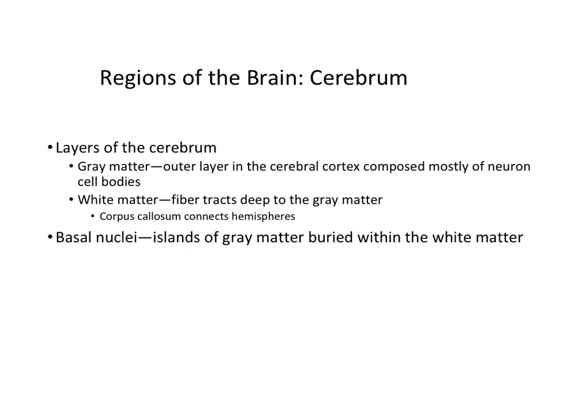The cerebrum is made up of a few layers. There's the gray matter, and that's the outer layer, and it's composed mostly of the neuron cell bodies. And then the white matter is the fiber tracts, and that's deep to the gray matter, so it's beneath the gray matter. And then there's a structure called the corpus callosum, and that connects the right and left halves to one another so they can communicate with each other. And then there's also another structure called the basal nuclei, and these are just little islands of gray matter that are buried within the white matter.